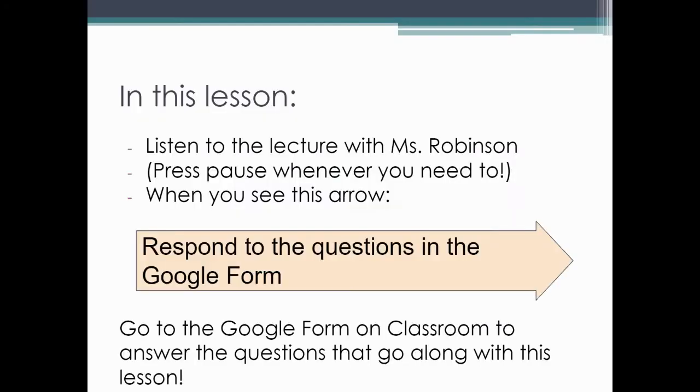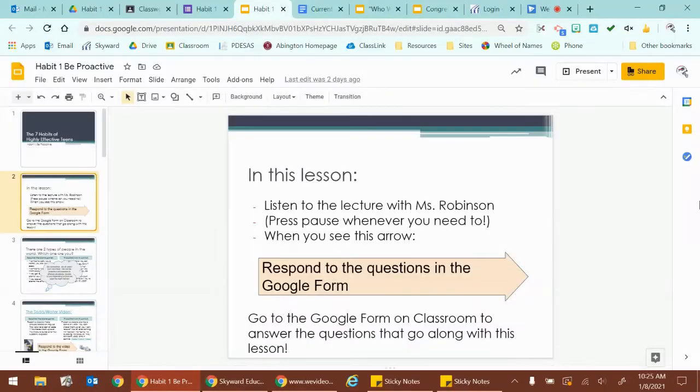As we flip through this activity, you're going to listen to the lecture with me here, and we're going to discuss a couple of things pertaining to habit one and the book. This way you can press pause whenever you need to. If you want to listen to something over again, you have the ability to, which is really great. And then when you see this tan beige colored arrow that says respond to the questions in the Google form, that's your hint to go over to Classroom and open up the Google form that goes along with this lesson. So I'll show you that now.